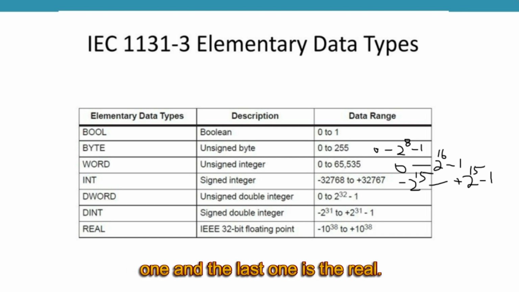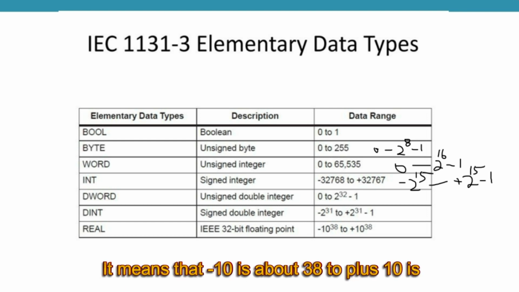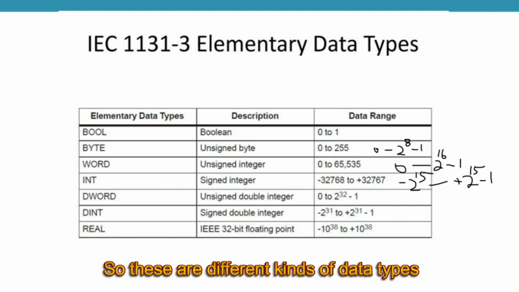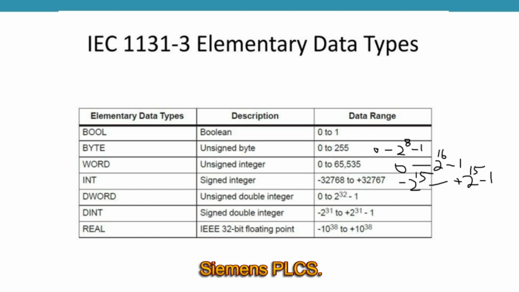And the last one is the real. Real is the data type. In IEEE, it has 32-bit floating point, and it is also signed. It means that minus 10 raised to power 38 to plus 10 raised to power 38 is its range. So these are different kinds of data types that we will use in the programming for Siemens PLCs.